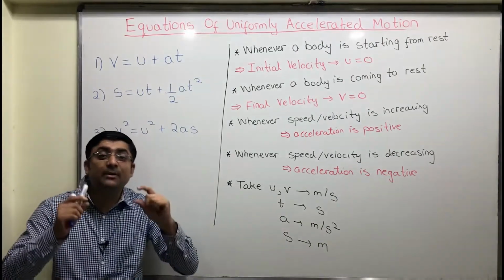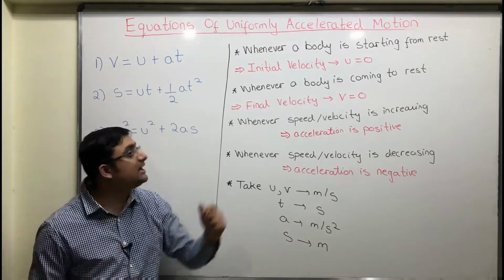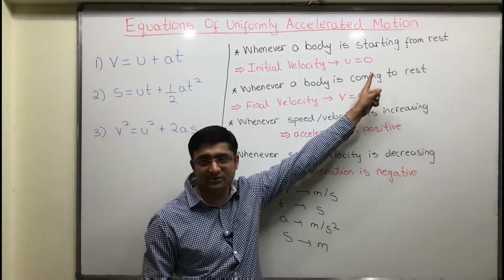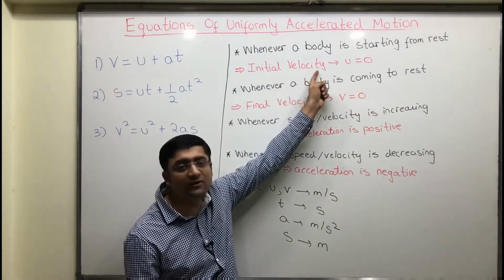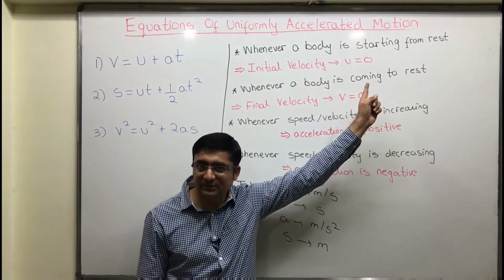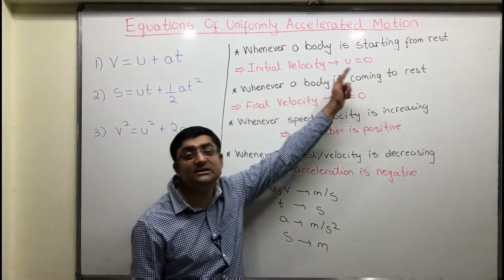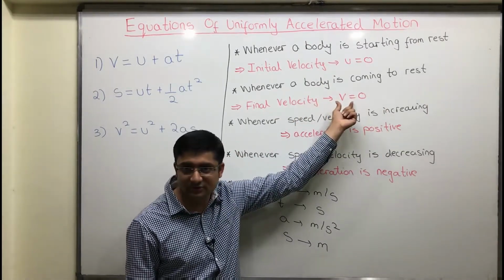Now see guys, depending on what is given in the question, you have to do an interpretation. For example, whenever you're given in a question that a body is starting from rest, this implies initial velocity, that is u is equal to 0. Is this clear? Similarly, in a question, whenever a body is coming to rest, that means the final velocity v is equal to 0.